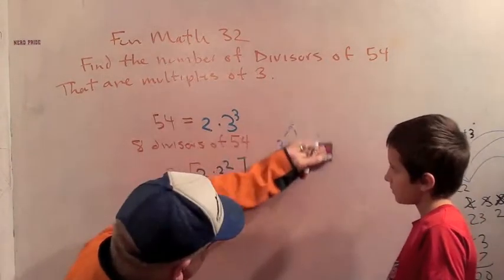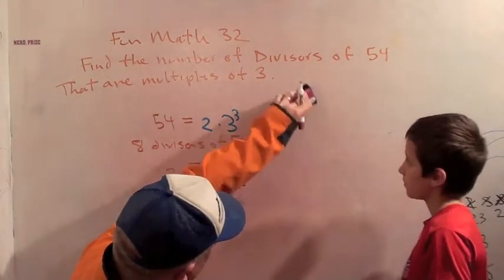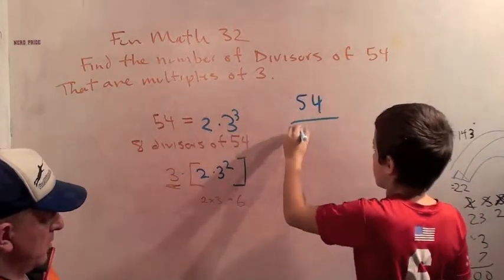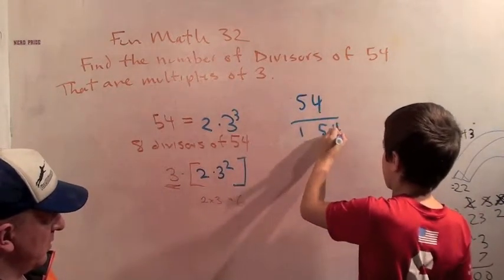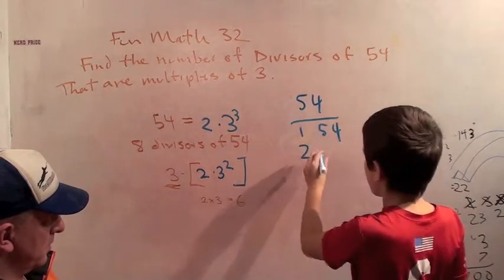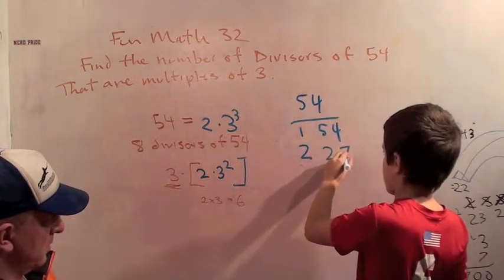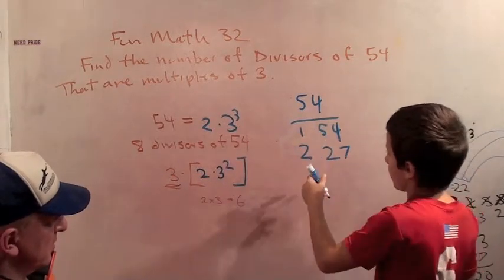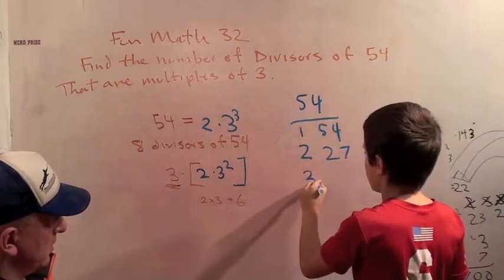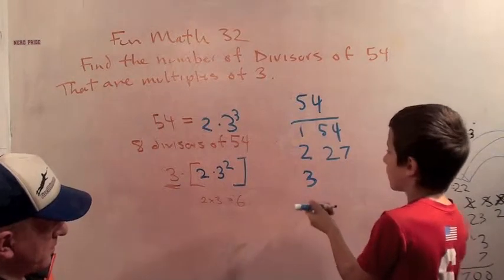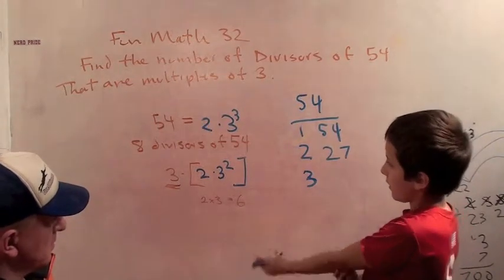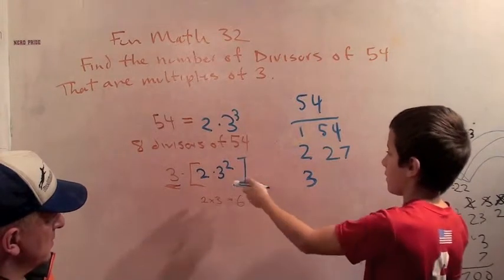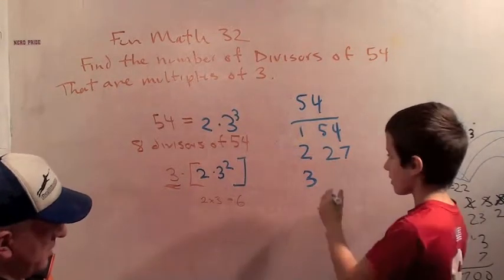Now let's real quick write down the divisors of 54. Can you make your little chart that you usually make? 54 is 1 times 54. 2 and 27. Remember there are 8 total, so you've got 4 of them so far. It's going to be 3 times 2 times 3 squared, which is 18. So 3 times 18.